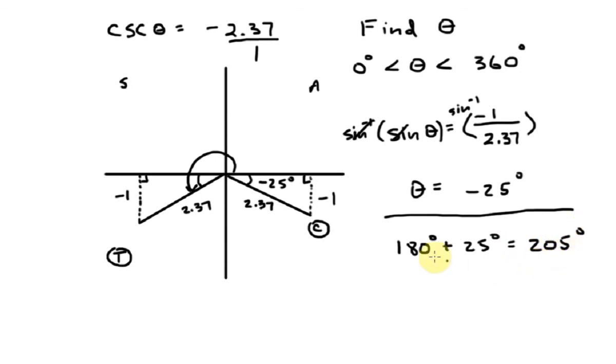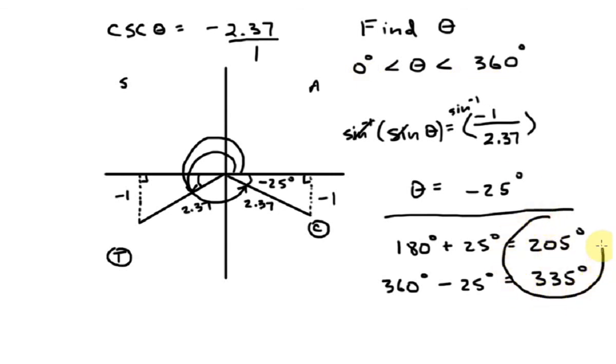And then for the other answer, how do I get all the way to here? I think the easiest way is to say it's a full rotation of 360, and then I just back it up 25 degrees. To me, that's the easiest way to tackle that. That's going to give me 335 degrees. So that meets the requirements, being between 0 and 360, and these are our two answers.